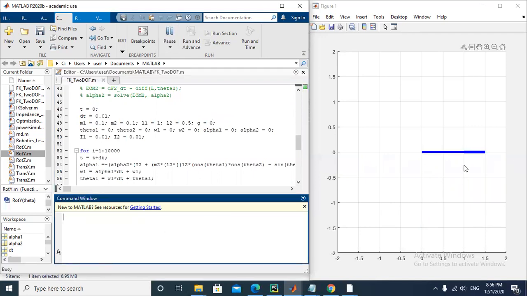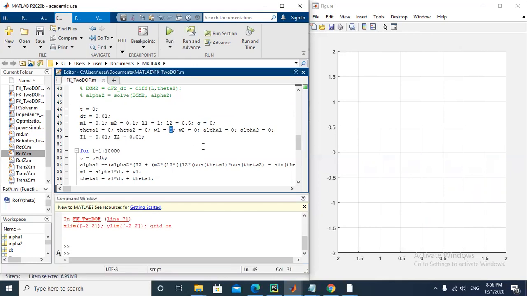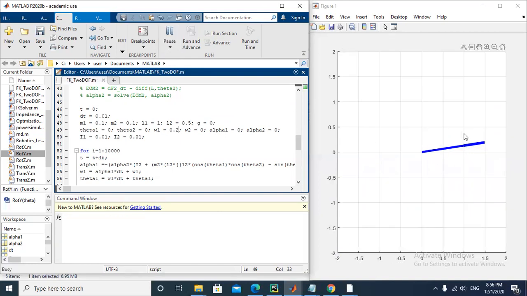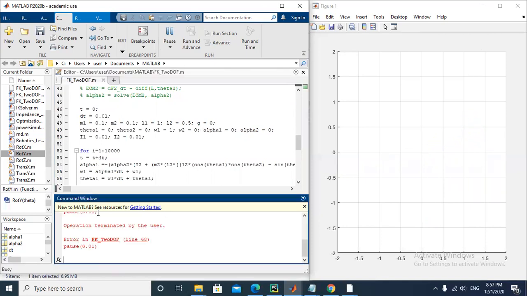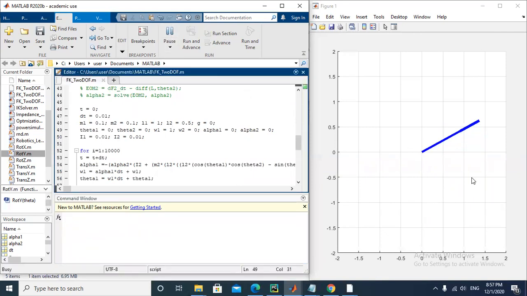Nothing is happening, right? So now it's like you're looking at this on a table, from a top view. You can imagine this thing is in a horizontal plane, and it's not moving. So I can give it some initial velocities here. I can do 0.2 here. I'm going to give the first joint some angular velocity. So you see it starts to rotate, and it's rotating with a constant velocity, right? There you go.